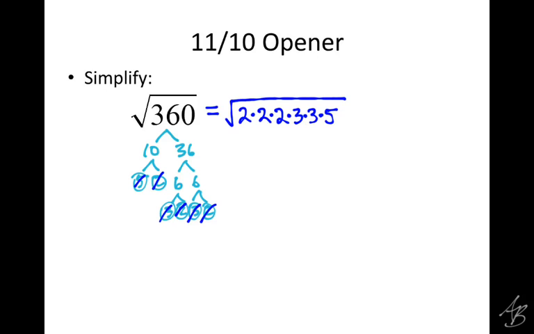Now we're going to circle pairs. So we have a pair of 2s and a pair of 3s, and that's it, right? What's going to happen with those pairs? They go on the outside. And remember, they go on the outside because this 2 times 2 is 2 squared, and the square cancels out the square root, so that goes on the outside. And same thing with the 3, that's 3 squared. So 2 times 3 on the outside is 6, and then what's left on the inside?